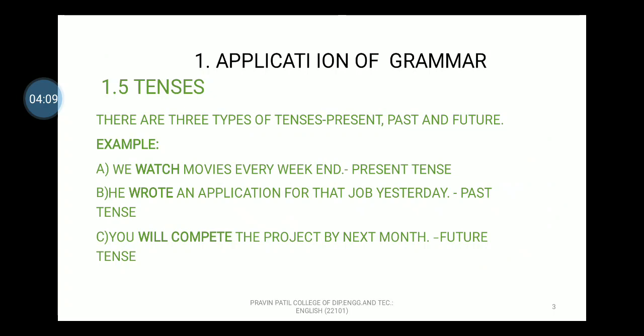Then there are types of tenses. There are three types of tenses. You know that because you learned tenses from 5th standard: present, past and future. These are the three times.